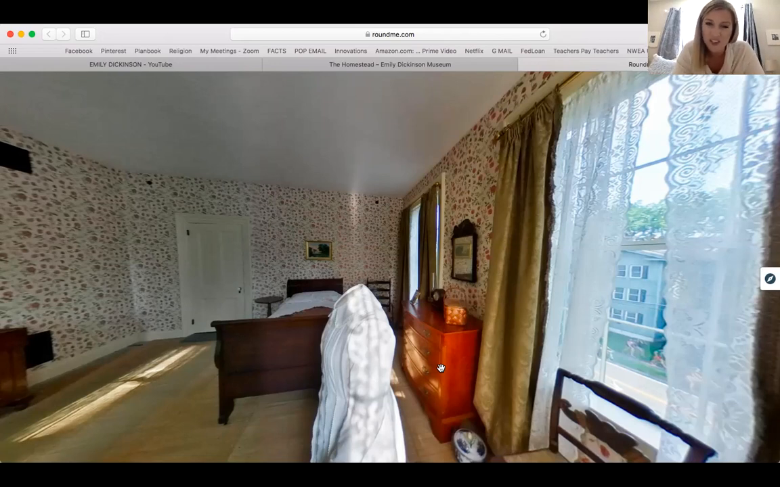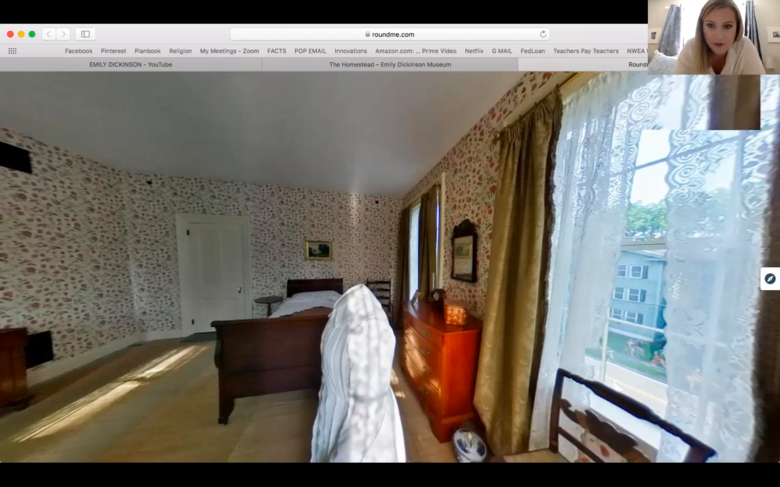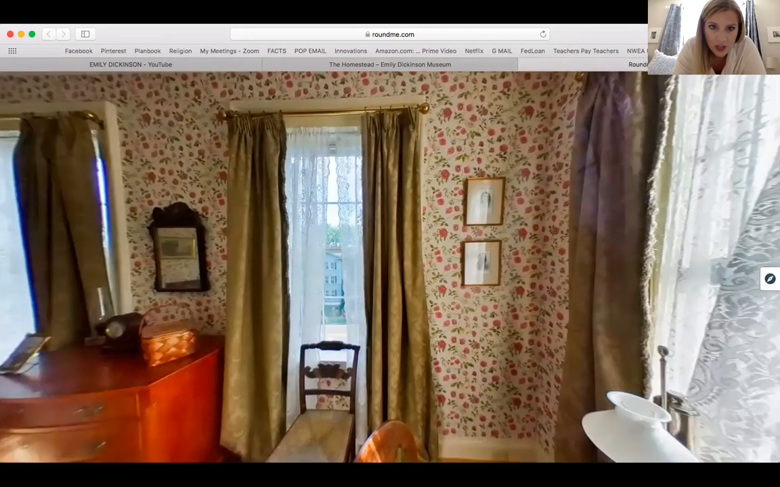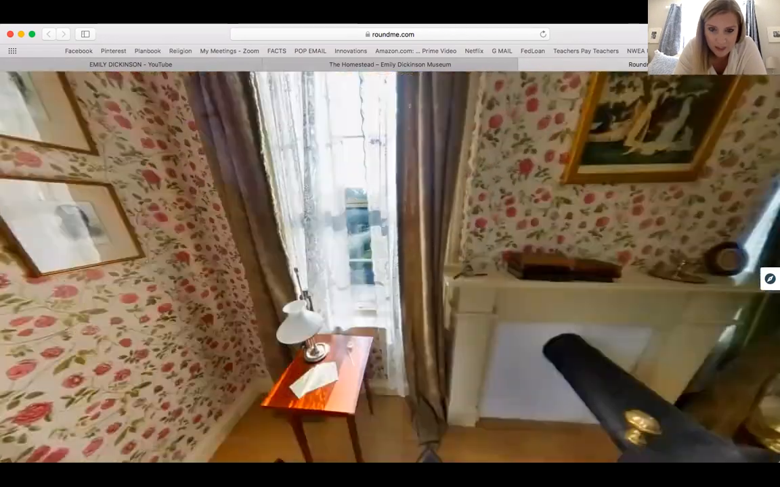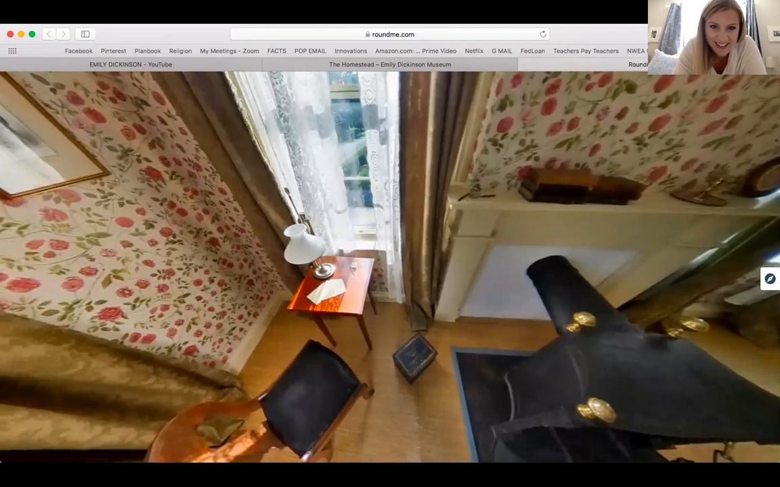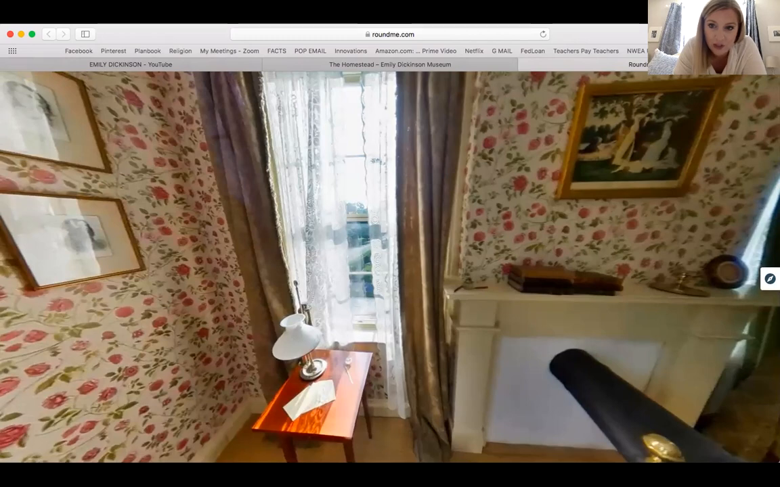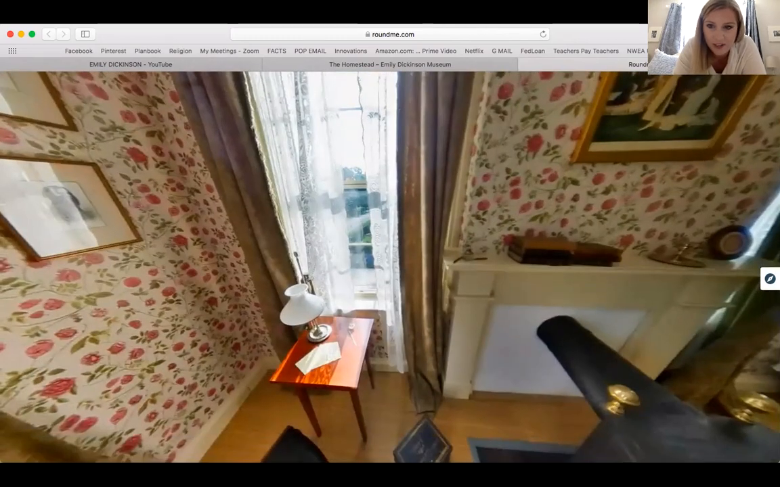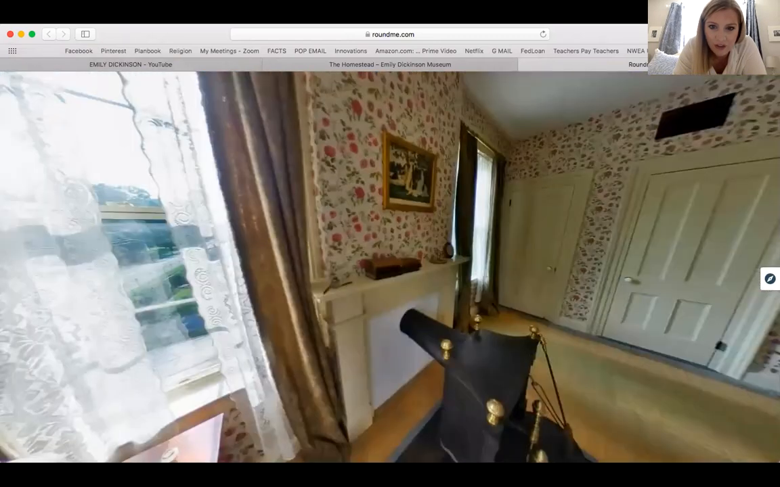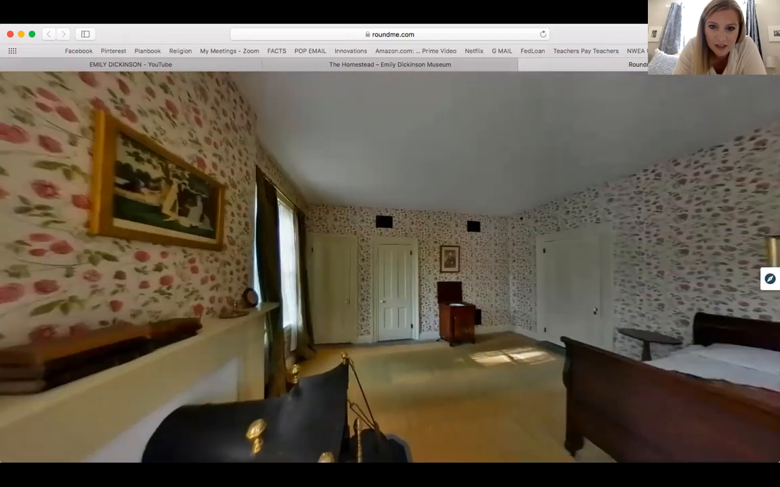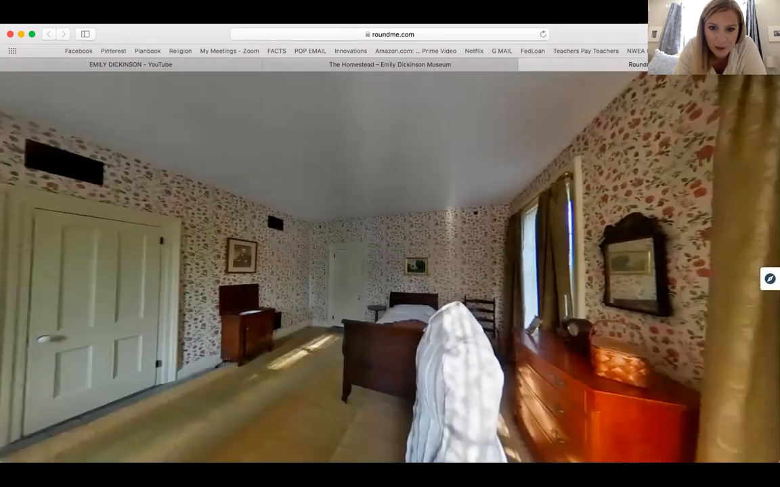And they've preserved this house so well. This is exactly what her room looked like. So let's look around. She had the floral wallpaper and kind of gold curtains. Her family was wealthy. This is the coolest part because you can see her desk with her little lamp, and her desk was in front of the window so she could see out into her neighborhood. She's got paintings, a little fireplace. Very cool. There's her bed.